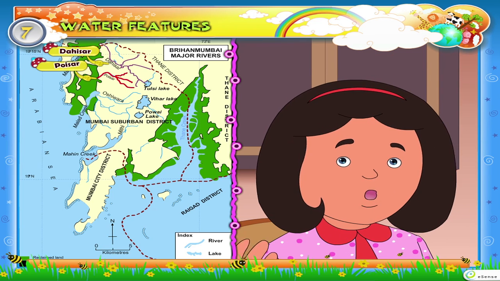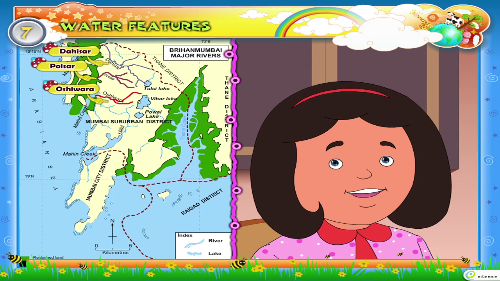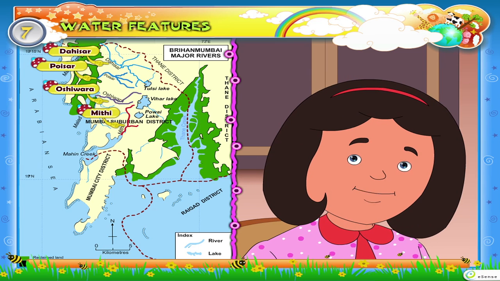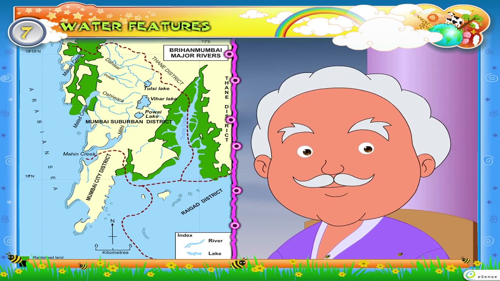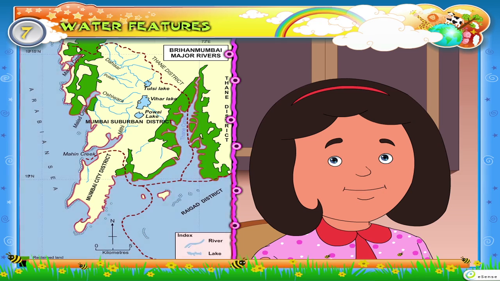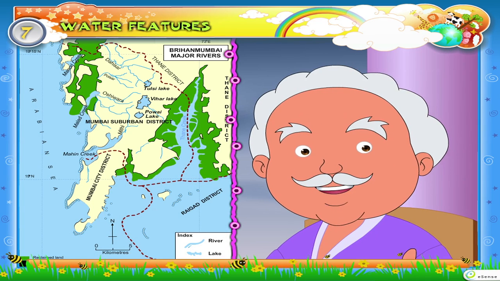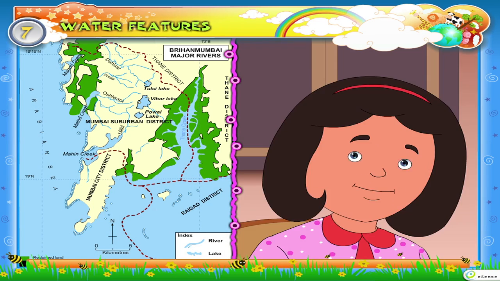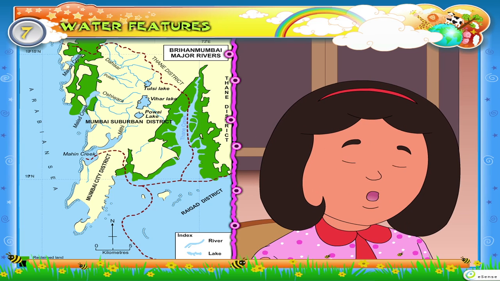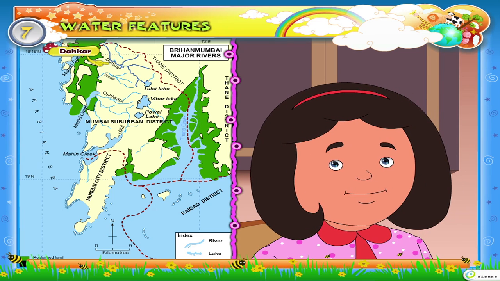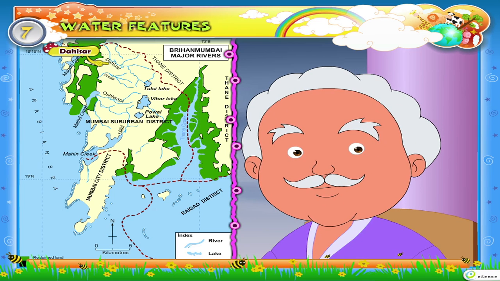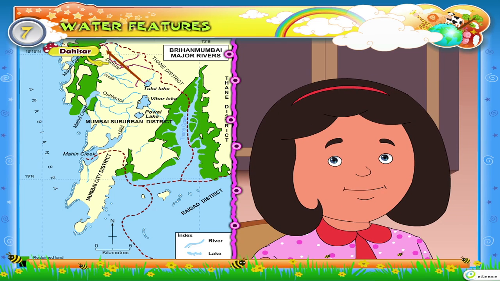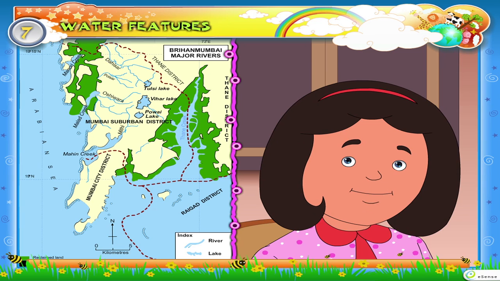Dahisar, Boisar, Oshiwara and Mithi are the rivers flowing in Mumbai. Which sea do they meet? The Arabian Sea. Which is the major river in the north? The major river in the north is Dahisar. In which direction does it flow? It flows towards the north.